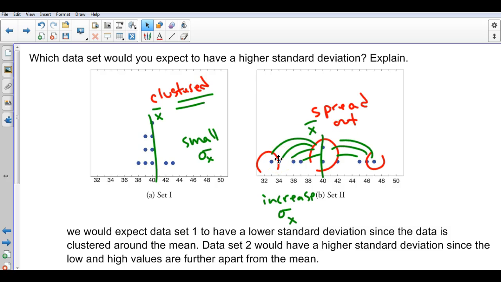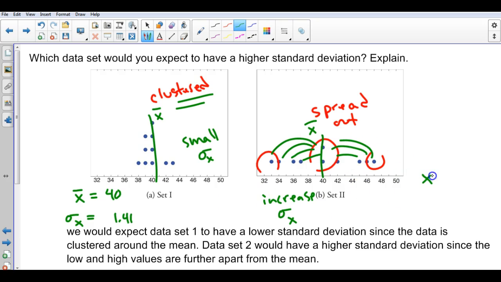So just to prove it then, I actually did calculate these values. My mean for data set 1 came out to 40 with a standard deviation, or average distance, of 1.41. And then for data set 2, even though these values were a lot more spread out, my mean also came out to a value of 40, and my standard deviation came out to 4.73. So what that means again is that this average distance is significantly higher than this one was.